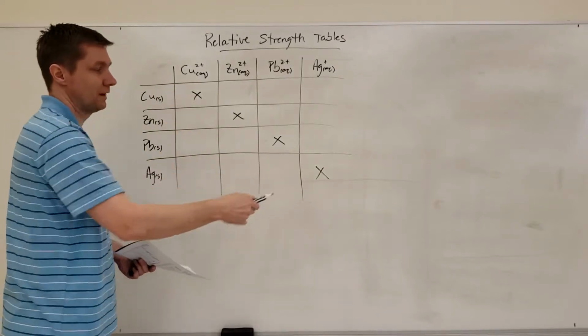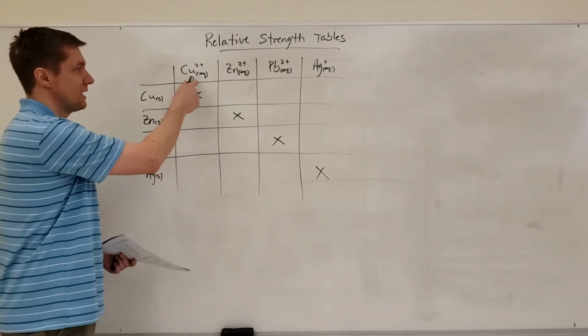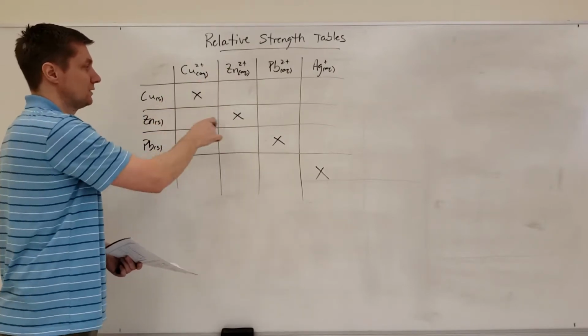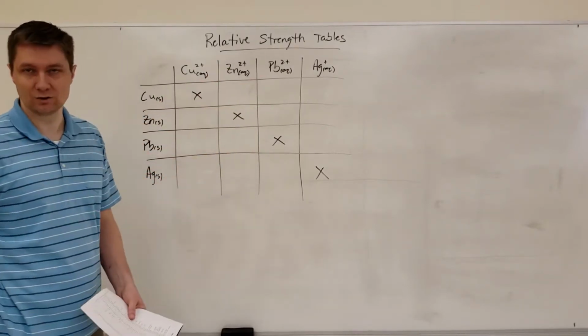So the middle part of that is always crossed out. So it is with these reactions here. Copper doesn't react with itself. Zinc doesn't react with itself. Lead and silver, same thing.